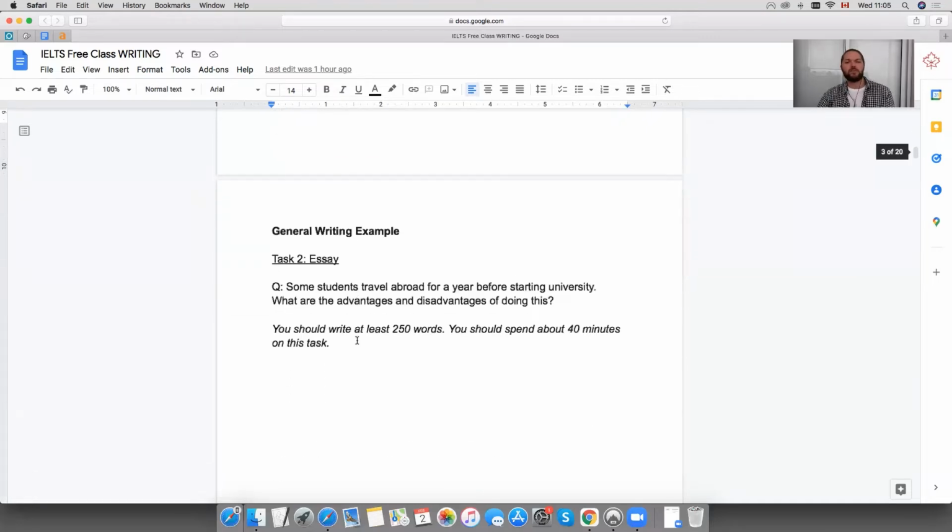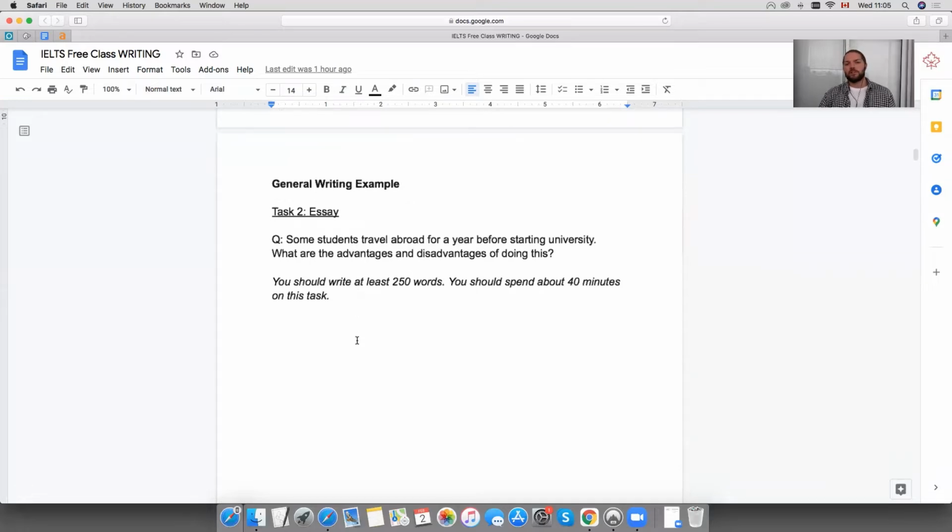For task two, for the general writing, we have an essay question. Let's read. Some students travel abroad for a year before starting university. What are the advantages and disadvantages of doing this? So we're not sharing our opinion. We're just saying the things that could be good or bad about this kind of idea.